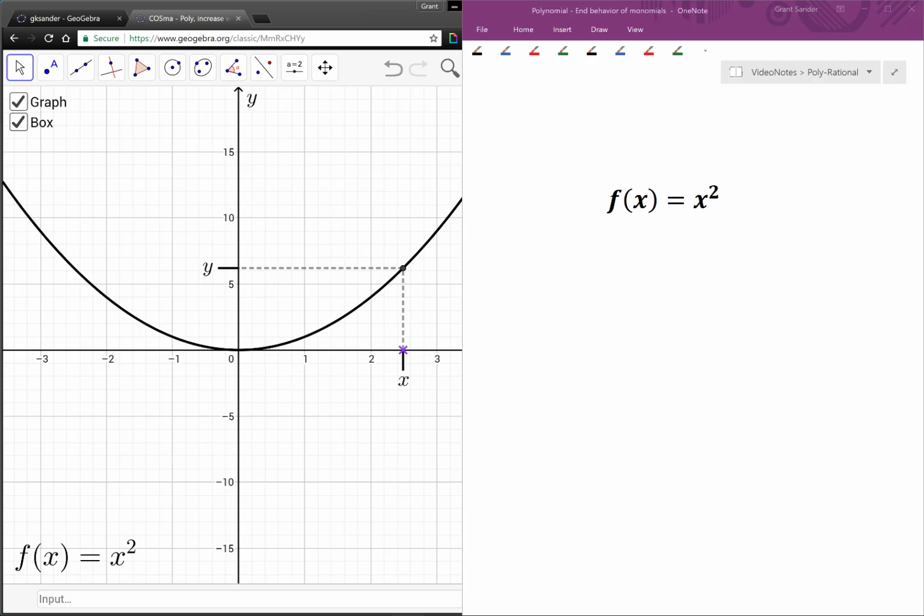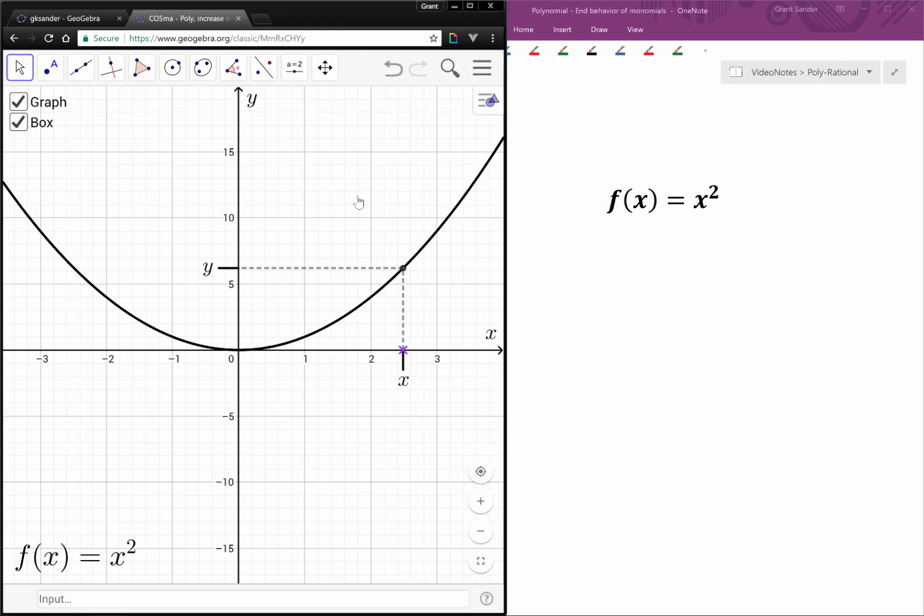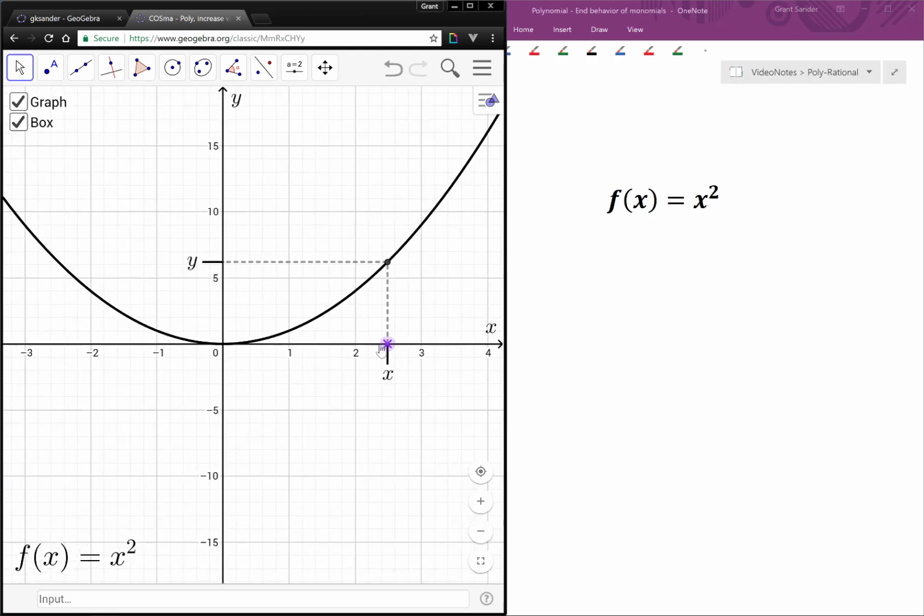In this video, we will look at the end behavior of monomial functions. So let's start by looking at the function f of x equals x squared. Now over here in this applet, I have this function graphed. So the black graph here is the graph of f of x equals x squared, and I can vary the value of x. And as I vary the value of x, the corresponding value of y is shown over here on the y-axis. So we can let x and y vary together.